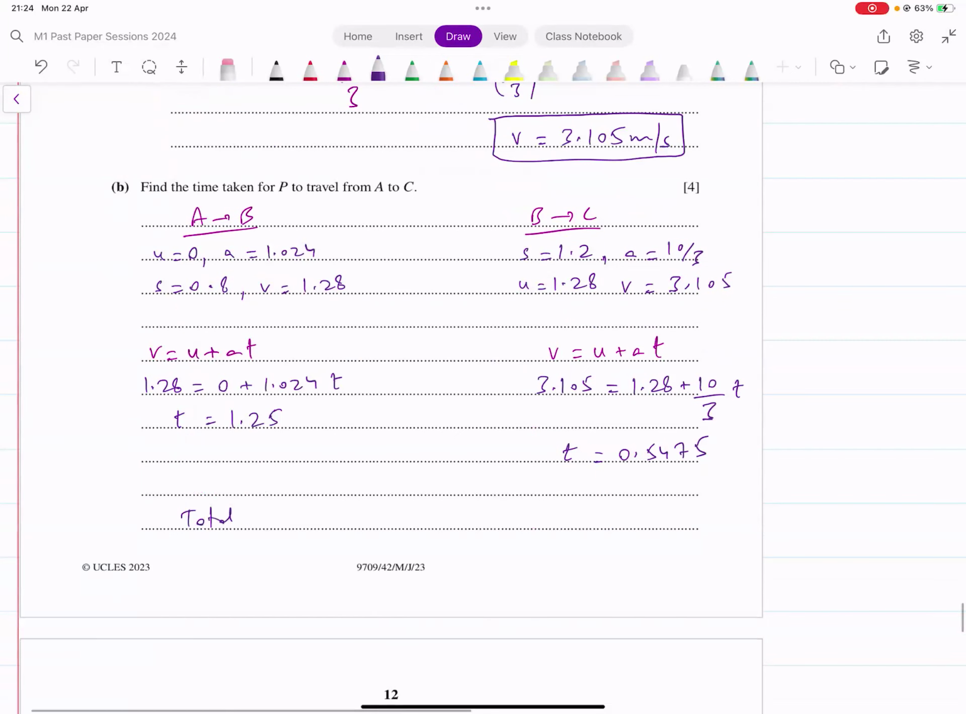Just add these two values and you would get the total time taken. That's 1.25 plus 0.5475. And that gives you the final result. You can see what that turns out to be. That's 1.7975. You can round it off to 1.80. That's the total time taken from A to C. And that's what we were looking for.